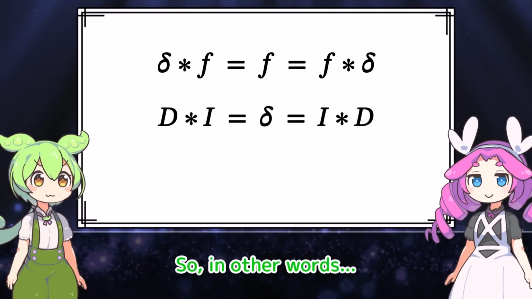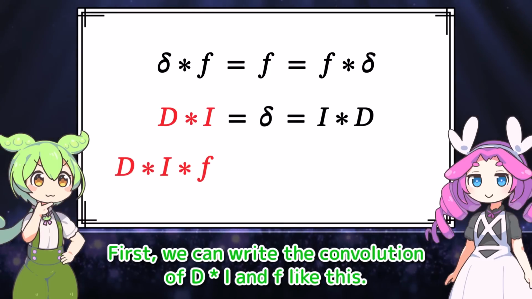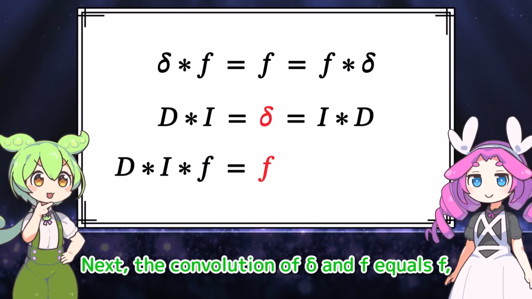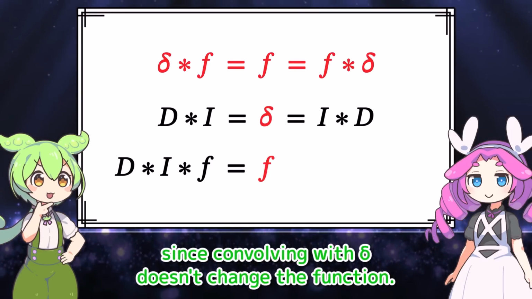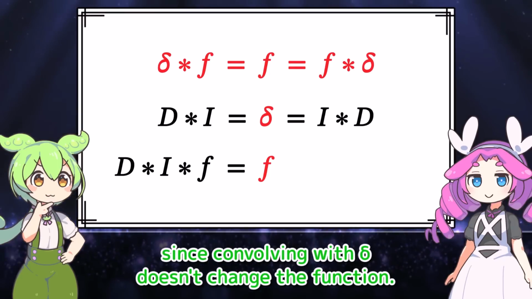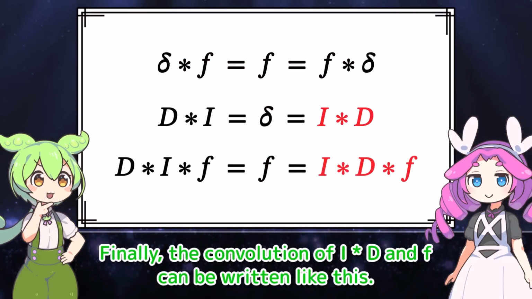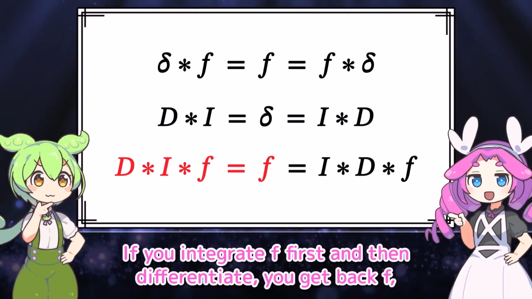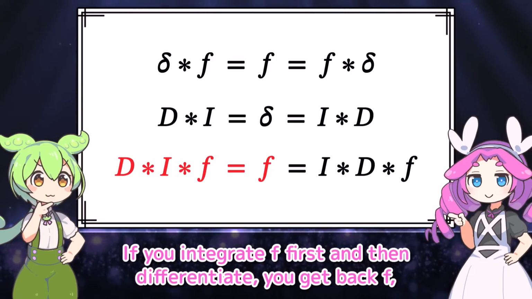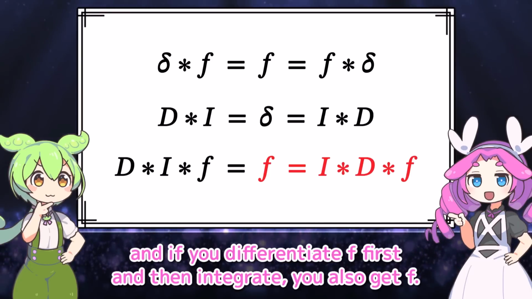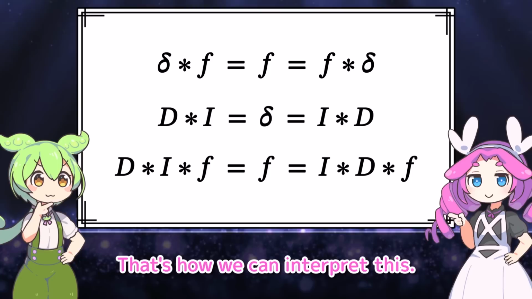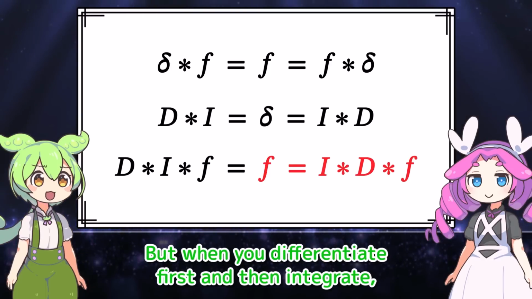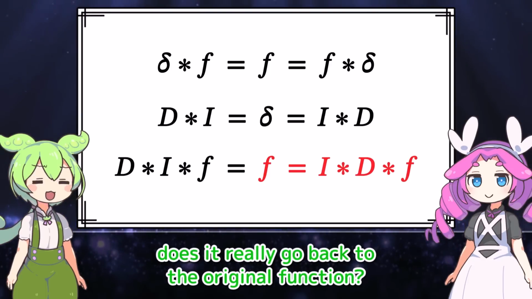So in other words, first we can write the convolution of D star I and f like this. Next, the convolution of delta and f equals f, since convolving with delta doesn't change the function. Finally, the convolution of I star D and f can be written like this. Yes, this means if you integrate f first and then differentiate, you get back f. And if you differentiate f first and then integrate, you also get f. That's how we can interpret this. Oh, I see. But when you differentiate first and then integrate, does it really go back to the original function?